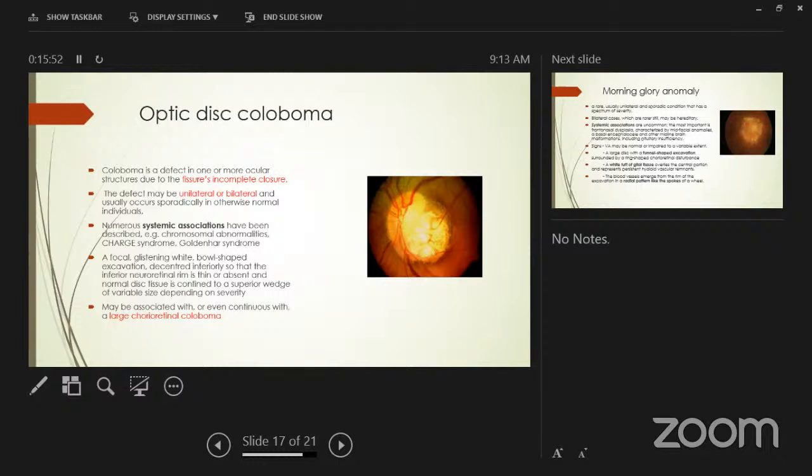Then there is a focal glistening bowl-shaped excavation, with the inferior neuroretinal rim thin or absent, and the normal disc tissue confined to the superior wedge, with a variable size depending on the severity. There may be an associated, or even continuous, large chorioretinal coloboma.